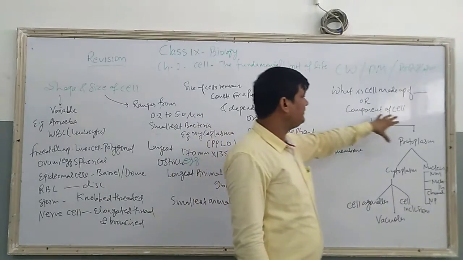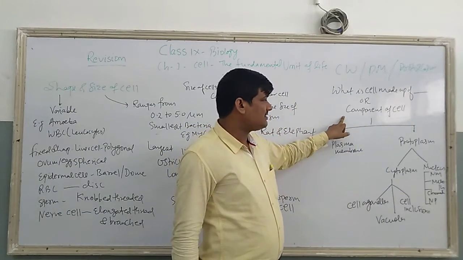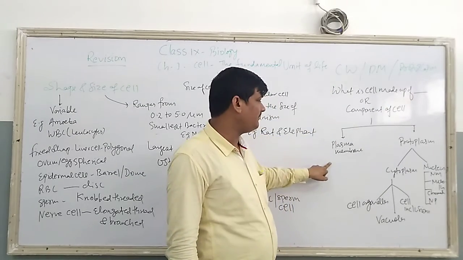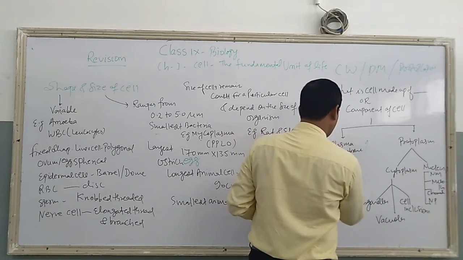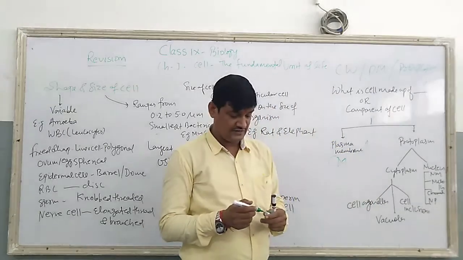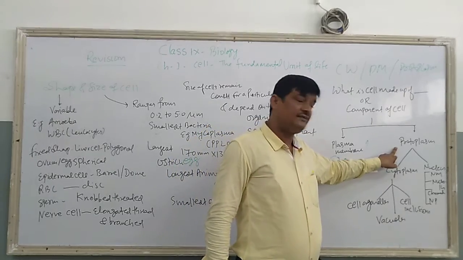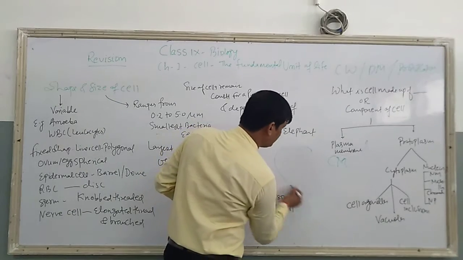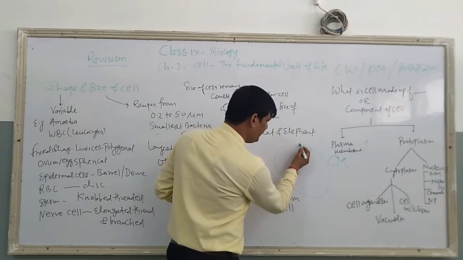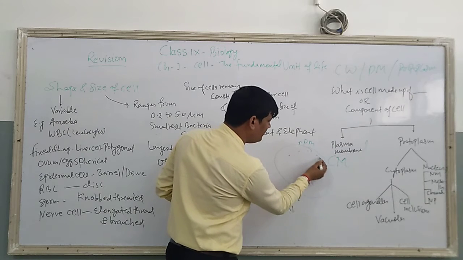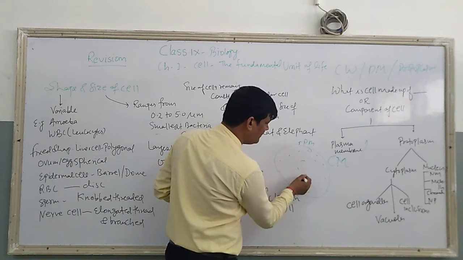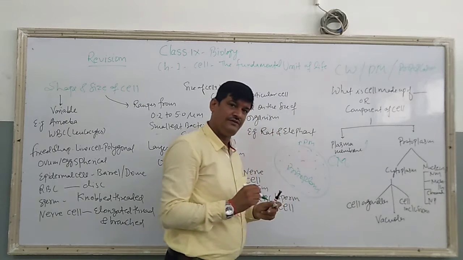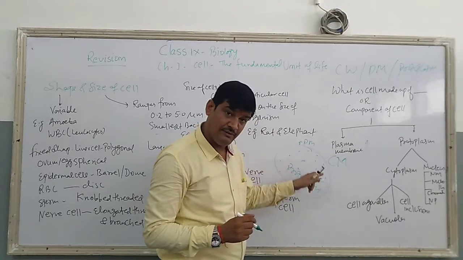So now let us see what are the structural components of a cell. The first one is the plasma membrane. It is also known as cell membrane. Next one is the protoplasm. The protoplasm is the viscous fluid within the plasma membrane.